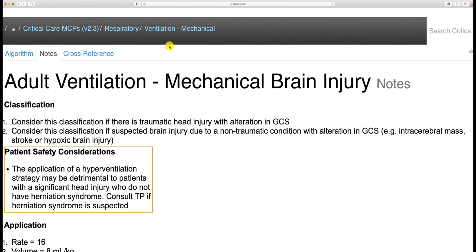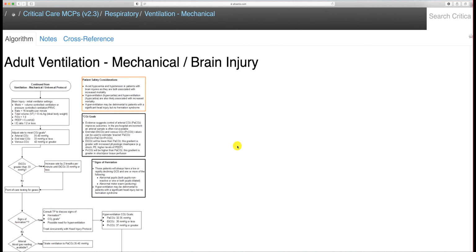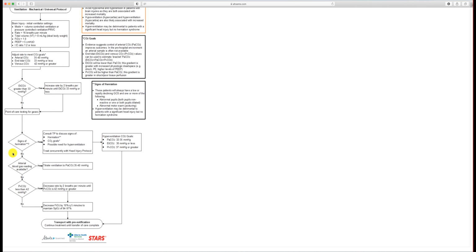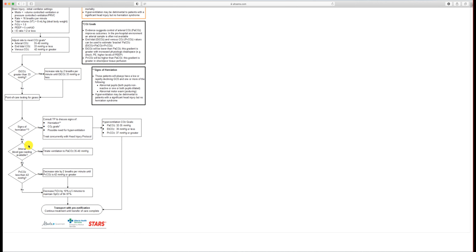So let's go back to the algorithm, and we've talked about hyperventilation. And once we're happy and we've got our ventilation where it needs to be, we simply turn our attention to the FiO2 and decrease as needed to maintain SATs in that 94 to 97 range, and continue transporting back to home. So I think that's it, Shell. Is there anything else, any other points you'd like to emphasize?